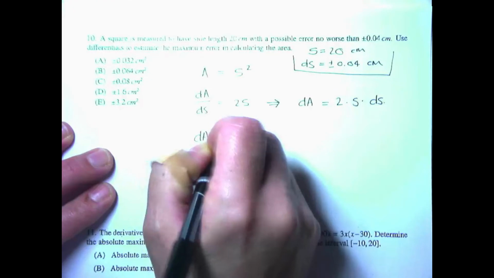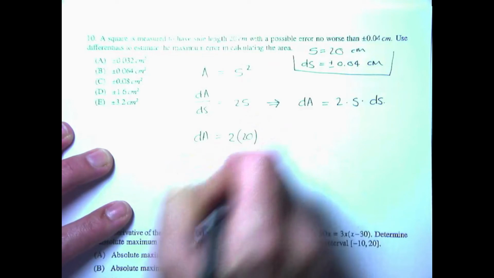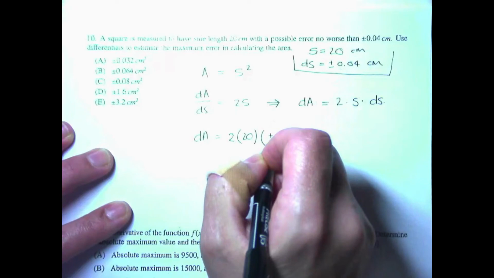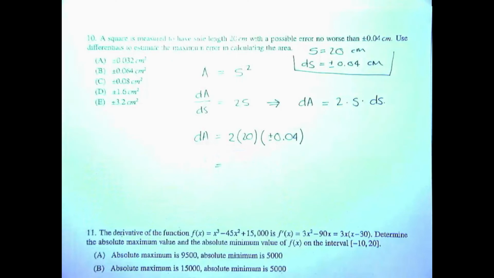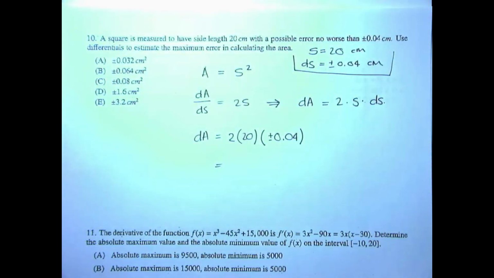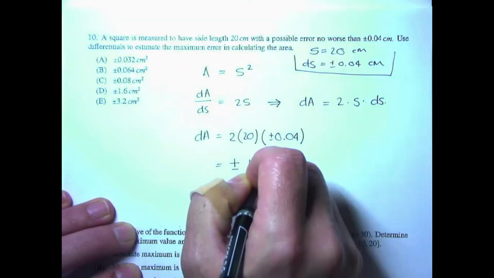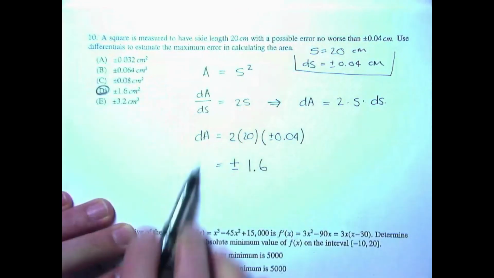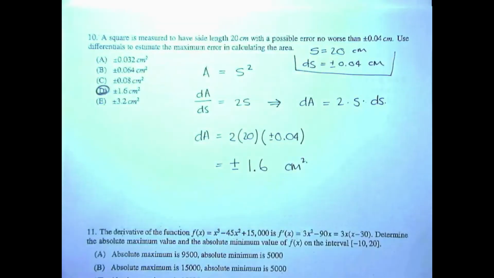All right, so dA is equal to 2 times s, which is 20, times ds, and we're going to evaluate at both positive and negative, so you can put a plus or minus in there, 0.04. So I get 2 times 20 times 0.04. This will be equal to plus or minus 1.6. So the answer here will be D. And remember, this is a change in area, so it's measured in centimeters squared.